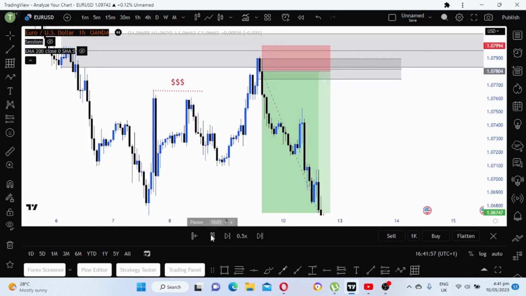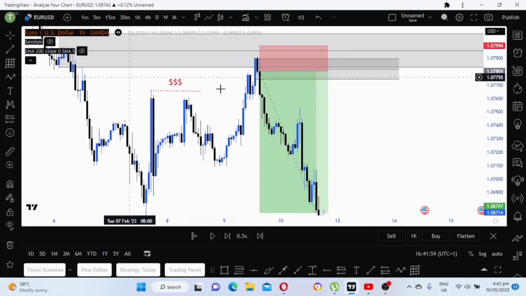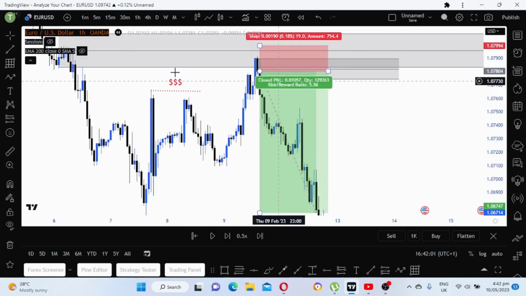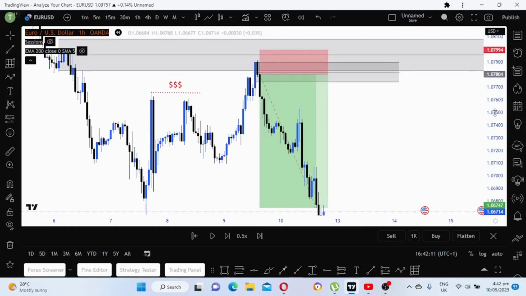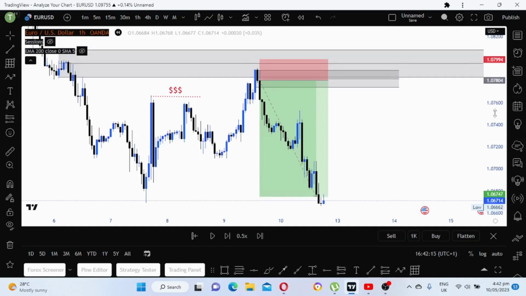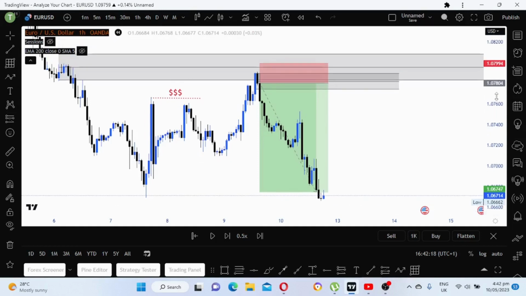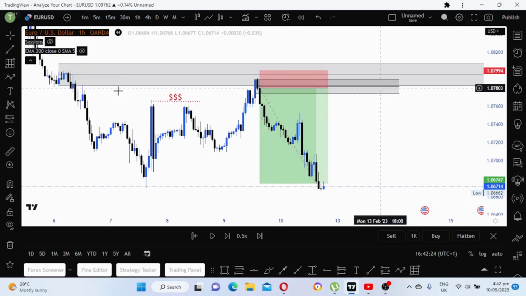Look here now, guys. Price, after just grabbing liquidity on the upper side here, just went straight. This is on H1, guys. It's a lower time frame also. That one would have been a nice entry, guys.